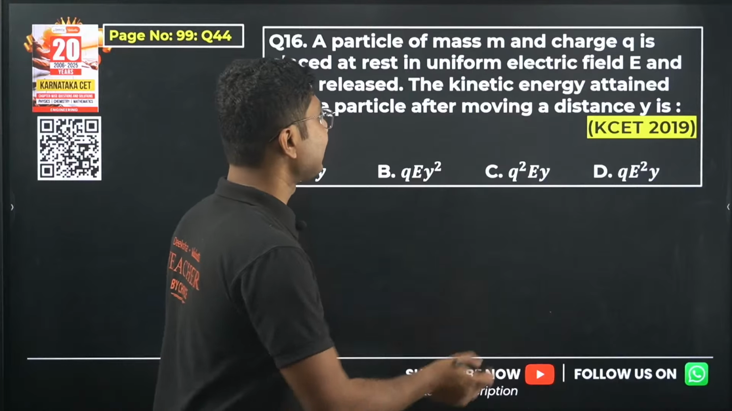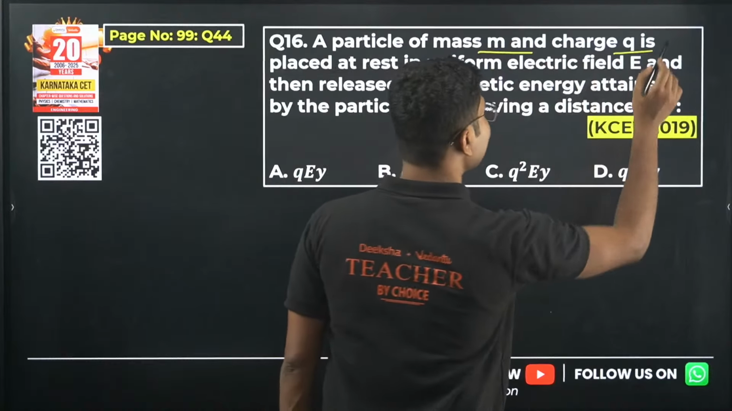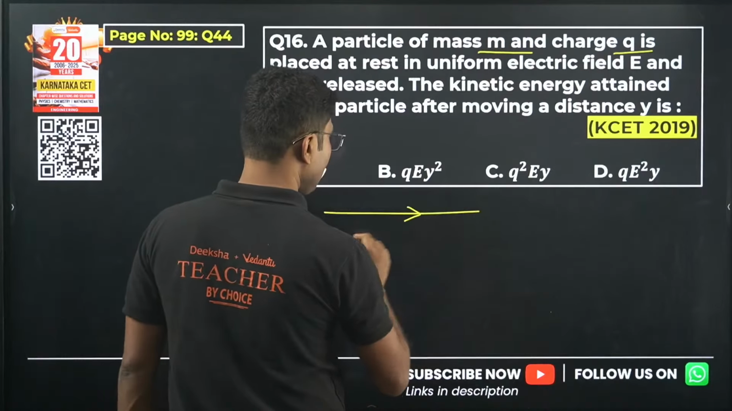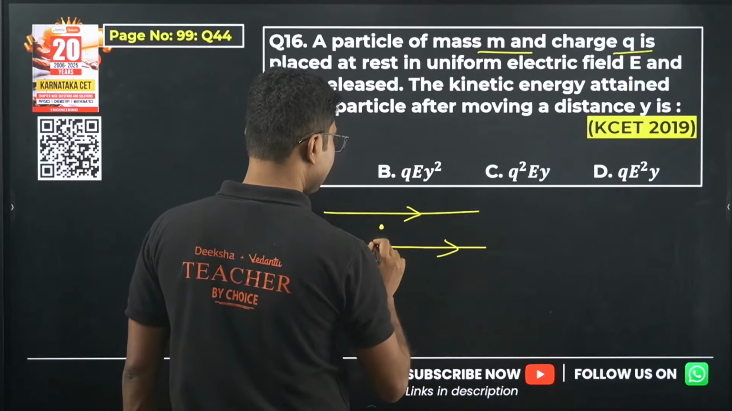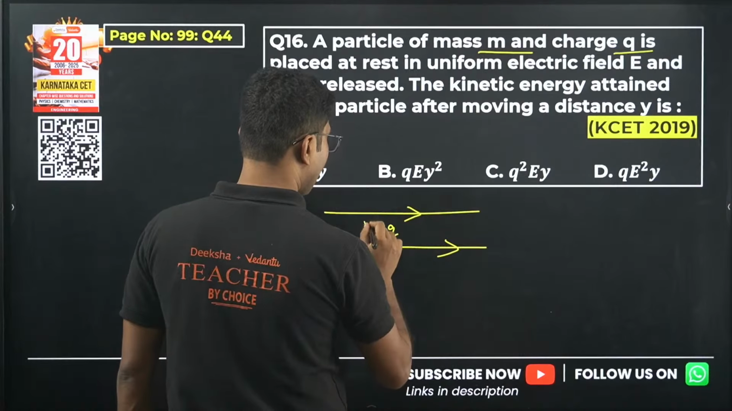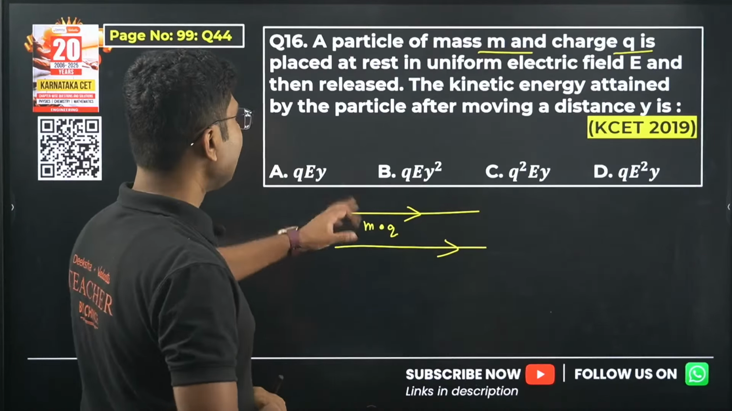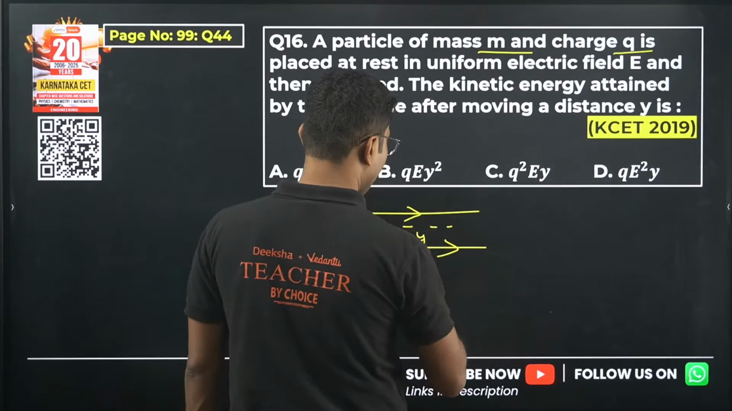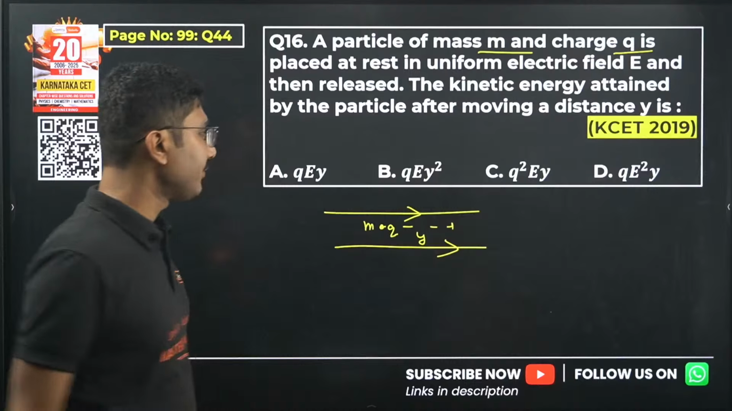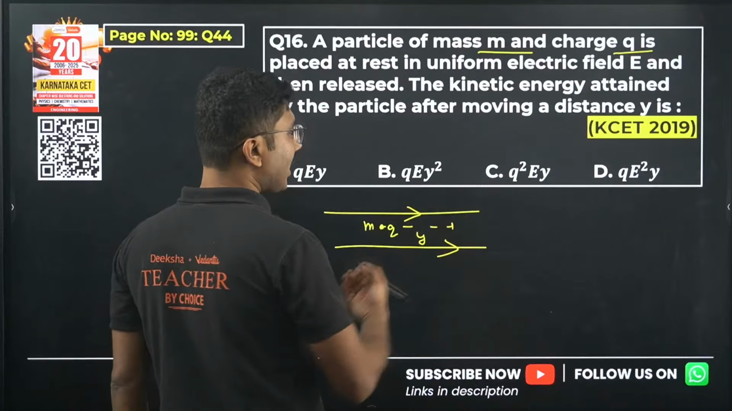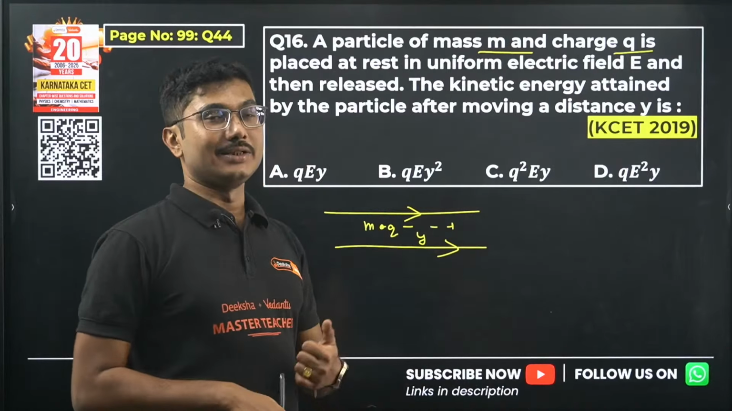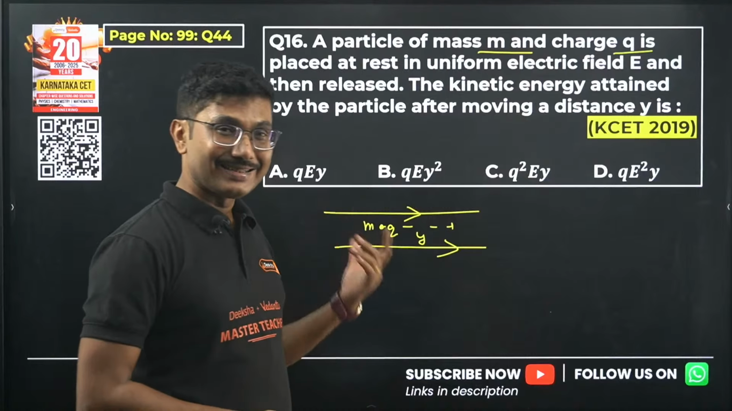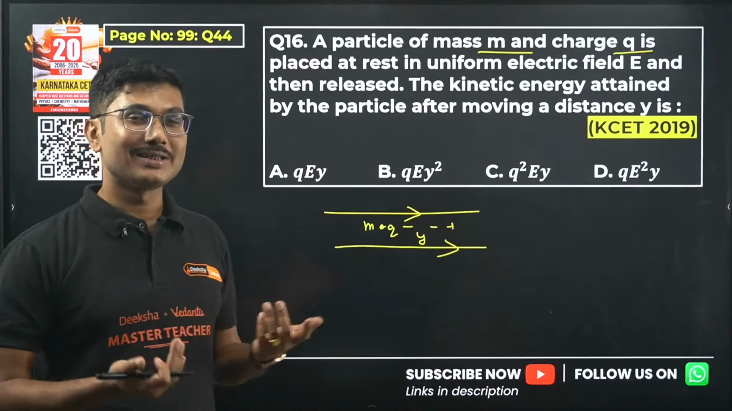So particle of mass small m, charge q, placed at rest in uniform electric field E. So in a uniform electric field E, a particle is resting. Okay, q charge, mass is m, and you release it. Once you release it, it travels a distance y. Okay, assuming positive charge, it moves in the direction of electric field. So after it traveled a distance y, what is the kinetic energy? So completely different thing. Electric field is given, charge is given, mass is given, distance is given, and then they are asking you what is the kinetic energy.